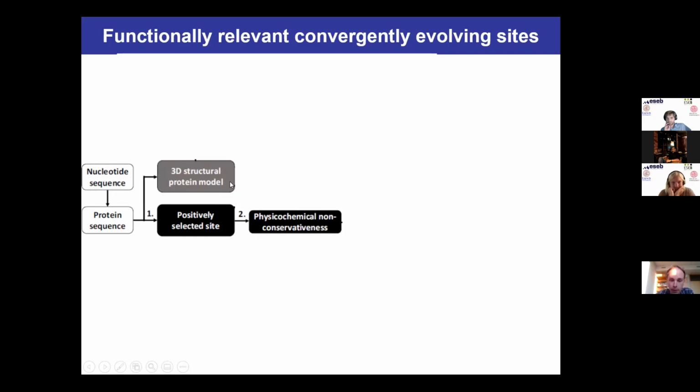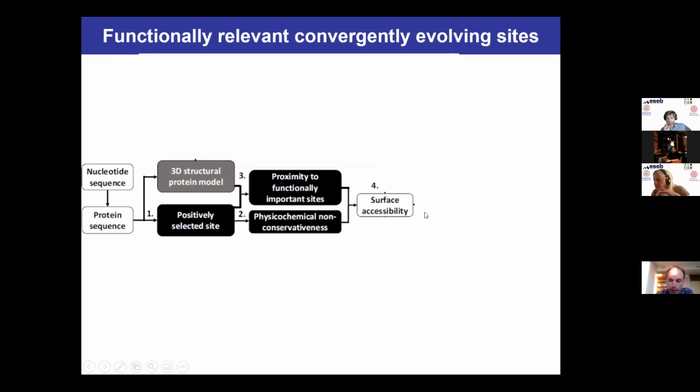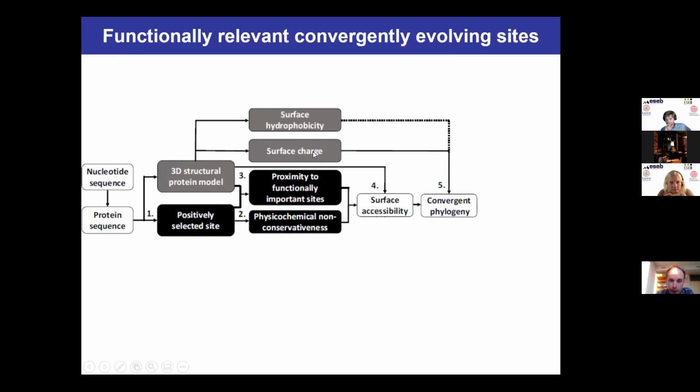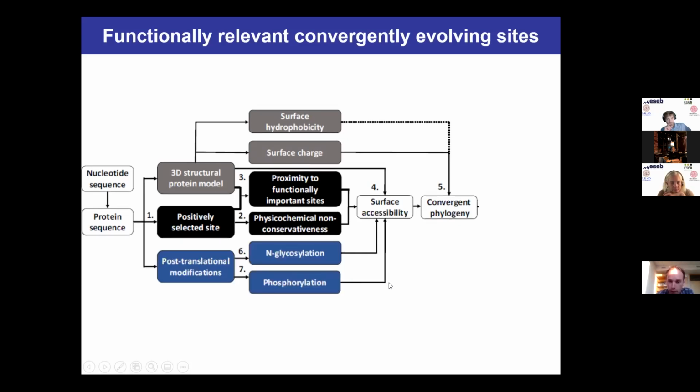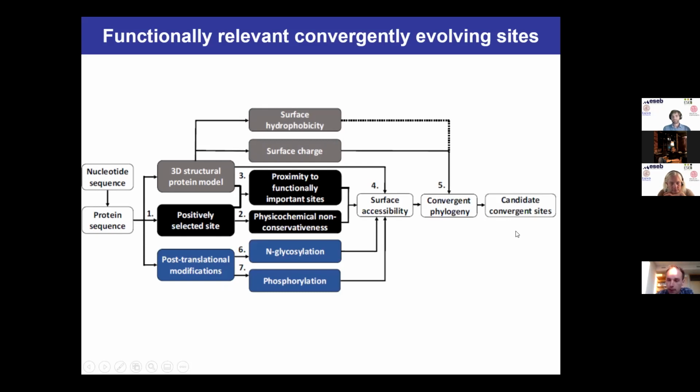In parallel, we also modeled a three-dimensional structure of TLRs and evaluated whether these positively selected sites are located in close proximity. Then we evaluated their surface accessibility, allowing the interaction with ligands, and also assessed whether they evolve convergently using a maximum parsimony method. And also, we evaluated whether the surface charge and hydrophobicity also evolve convergently as molecular phenotypic traits. And last but not least, we also evaluated post-translational modification. And the ultimate goal was to identify some candidates for further potential testing.